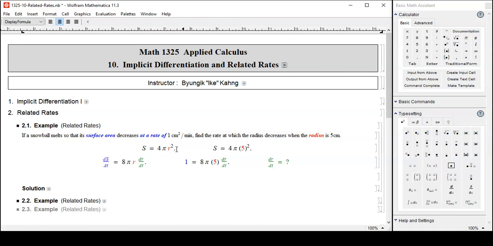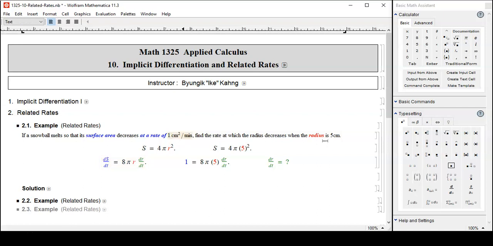Let's go back. The original problem is just geometry, so from there you can get S equal to 4 pi r squared. And then you can take the derivative implicitly to get the second equation like this. Assuming that you got the formula, taking a derivative implicitly is not difficult. Now, the hard part begins: plug in the numbers in the right place.